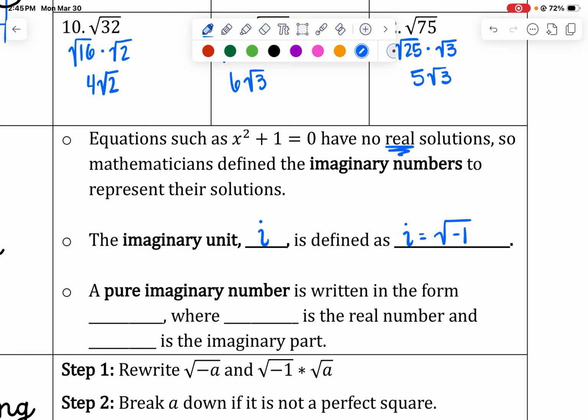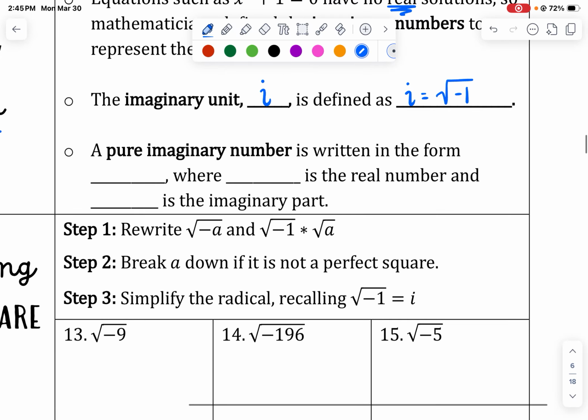So if we look at 22, we have 4i times 7i. 4 times 7 is 28. i times i is i squared. So we actually get 28 times -1, which is -28. So that's our answer. So we completely eliminate the i.